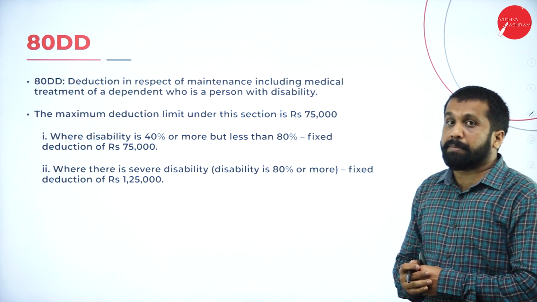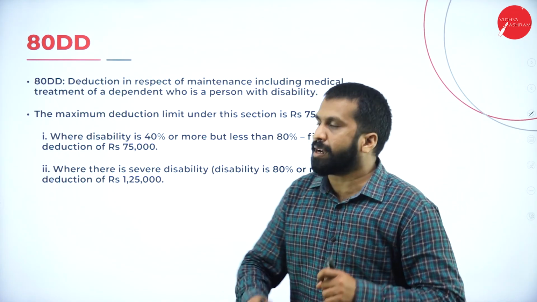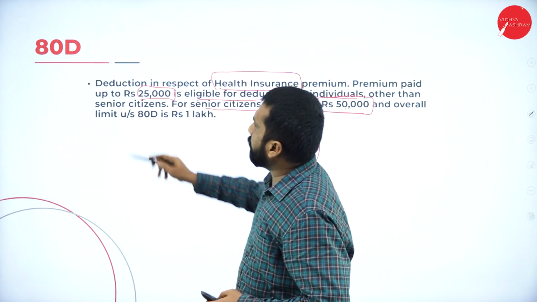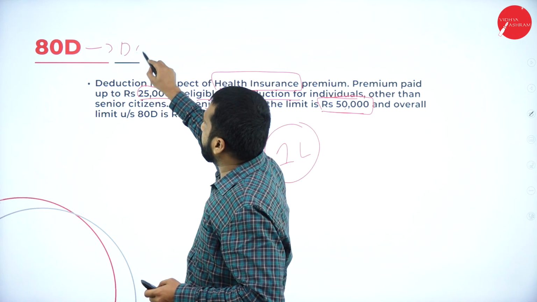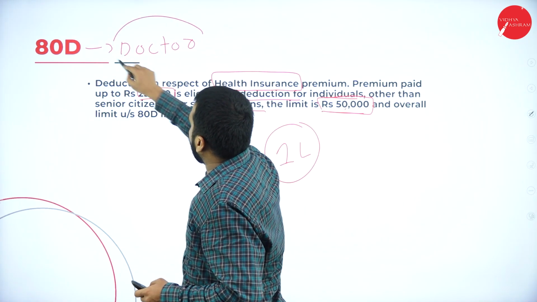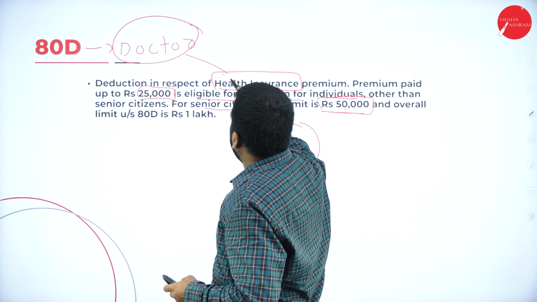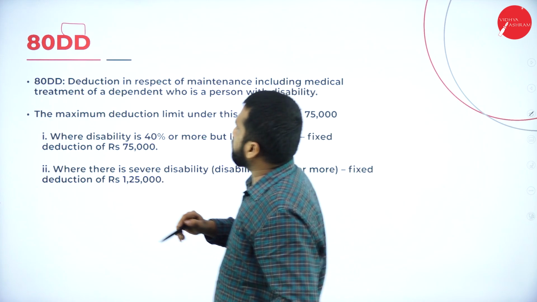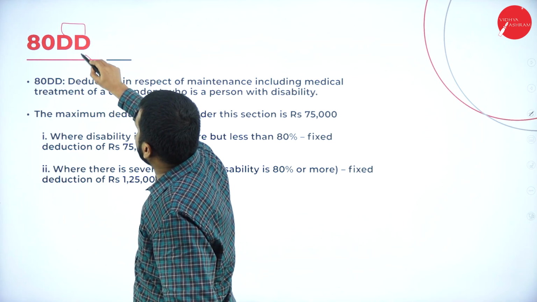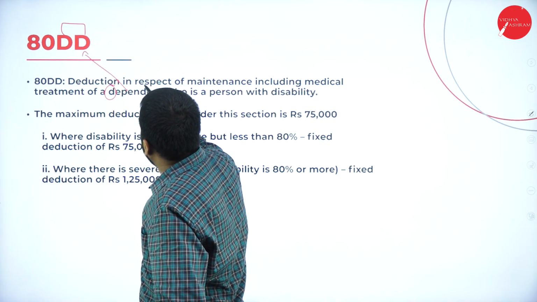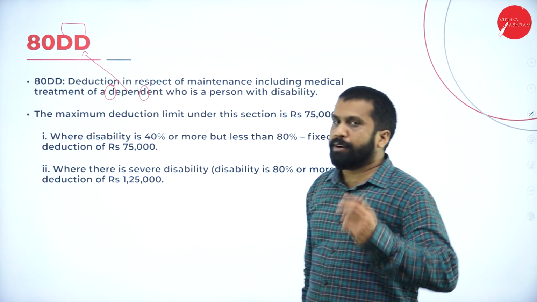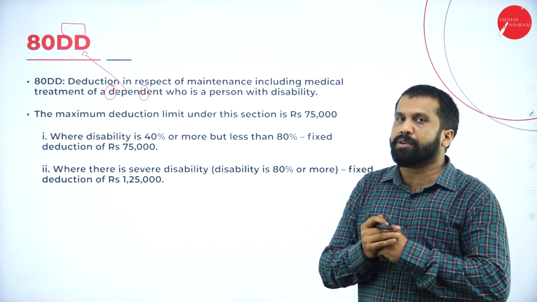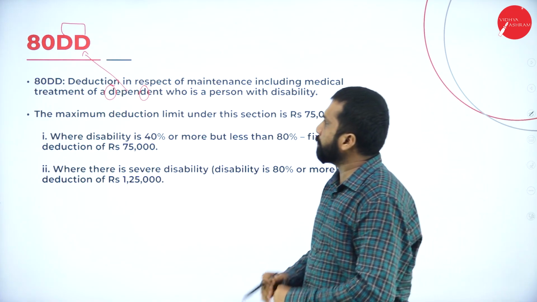80 double D. Double D means what? Dependent. Double D for dependent. How to remember 80D? D for what? Doctor. Doctor comes under where? Health. Clear? Yes. Now, double D in respect of dependent. 1D and double D. For dependent we have two Ds. It is a small tiny thing, but it is easy to remember in your examination.